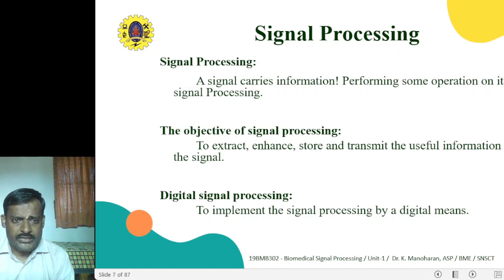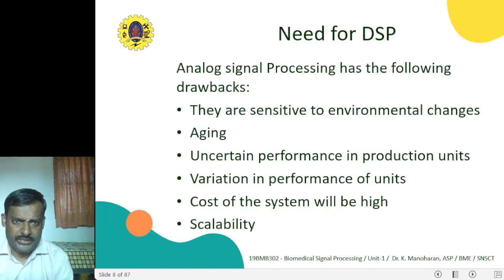Signal processing: a signal carries information, then we need to perform some operation to extract that information. Performing some operation on it is called signal processing. The objective of signal processing is to extract, enhance, transmit or store the signal; we use these signal processing techniques. Digital signal processing: the implementation of signal processing in the digital domain is called digital signal processing.